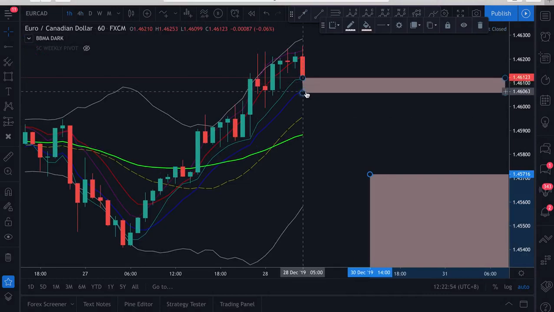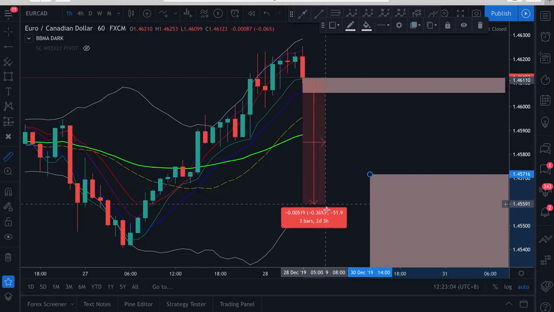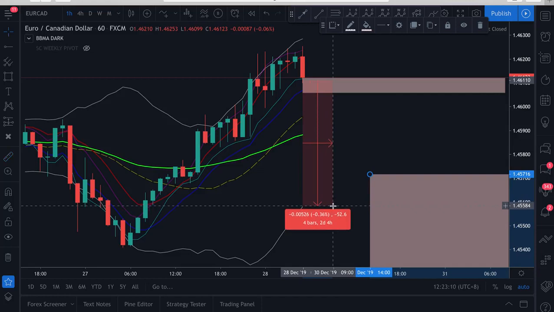Okay, this will be our weekend entry here, like an instant entry for next week. If we enter instantly, our stop loss will be around 52 pips. So with the proper lot size, you can enter this trade instantly, and make sure you have your cut loss or stop loss below the low BB here. Okay, so that's for EuroCAD.